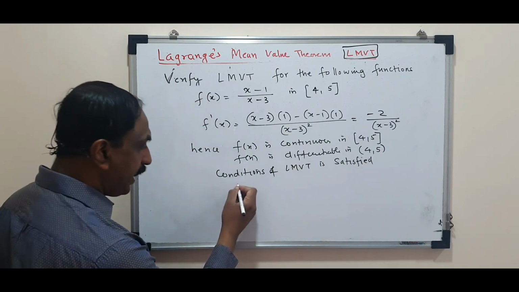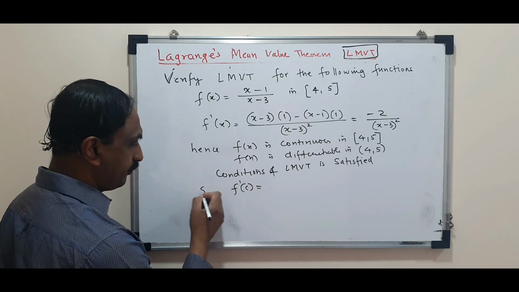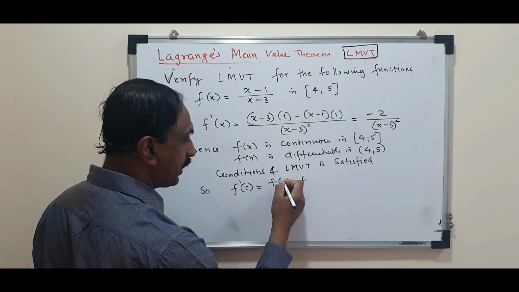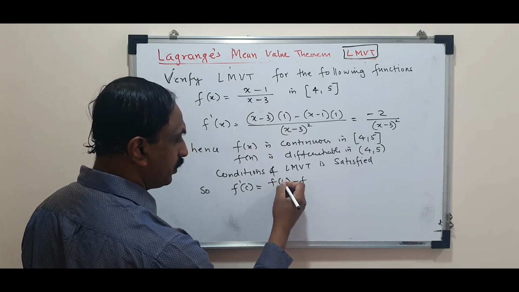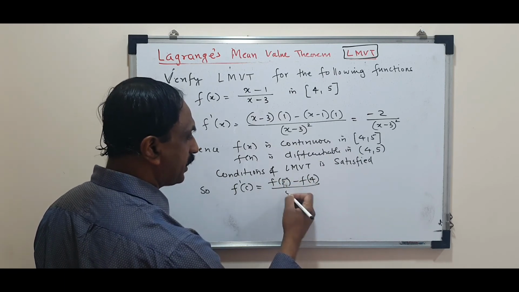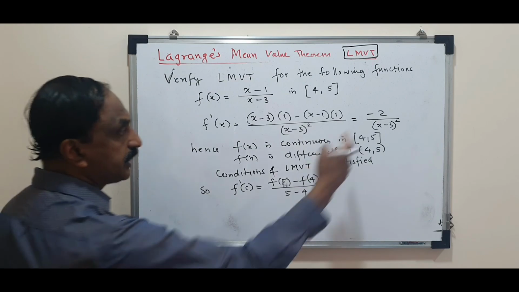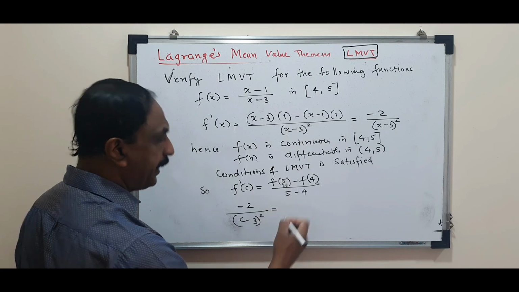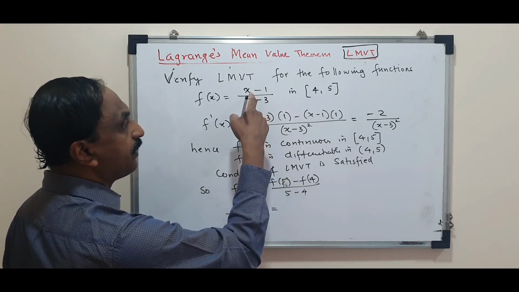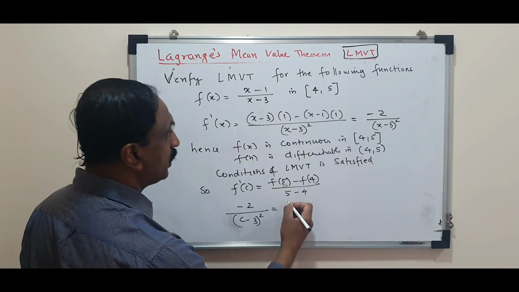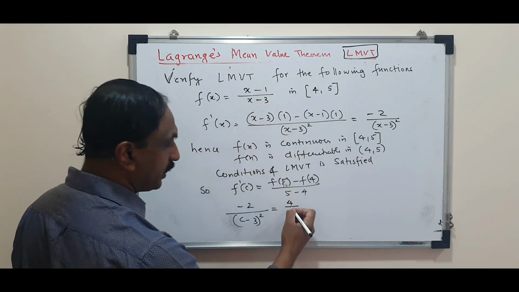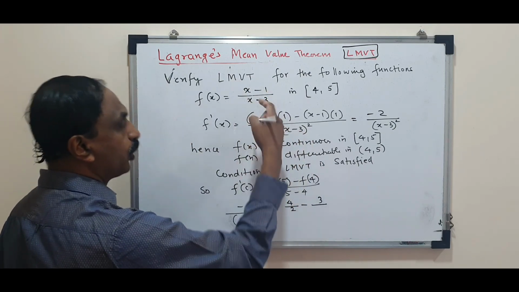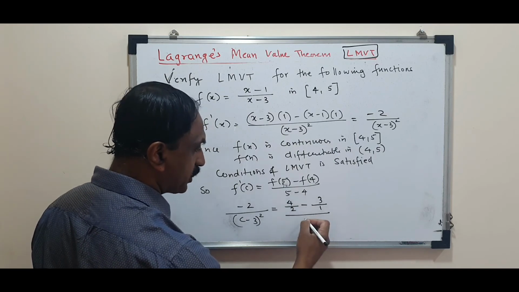So I should be able to find f dash of c such that f of 5 minus f of 4 upon 5 minus 4. f dash of c is minus 2 upon c minus 3 the whole square. It should be equal to that. Let's replace f of 5 here: 5 minus 1, that is 4, upon 5 minus 3, that is 2. And f of 4 is 4 minus 1 upon 4 minus 3, divided by 5 minus 4.